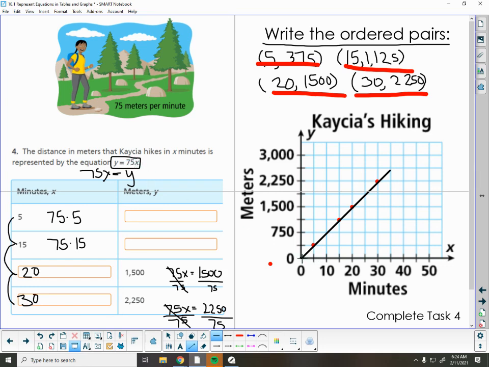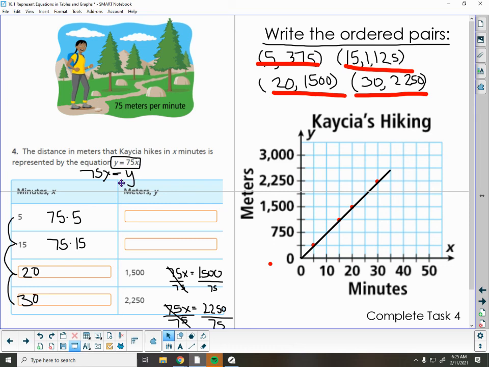If we could zoom in on this, we would see 1 minute, 75, 2 minutes, another 75, 3 minutes, another 75, another minute, another 75. So when we get to 5 minutes, we would be right here. We would go another minute, another 75. So every time we're going over 1 unit, up 75, over 1, up 75. And we can see that's giving us this nice constant rate that Keisha is hiking.